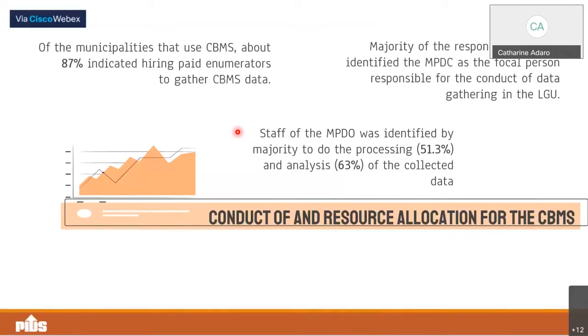Thus, the MPDO, with the assistance of the Municipal Planning Team or the MPT, is instrumental in performing data analysis and transforming these data into information. Just a note here that in terms of processing the data for CBMS, computerized processing software such as the CBMS Encoding System Statistics Simulator and the CBMS Natural Resource Database, or NRDB, are provided for free to partner LGUs.